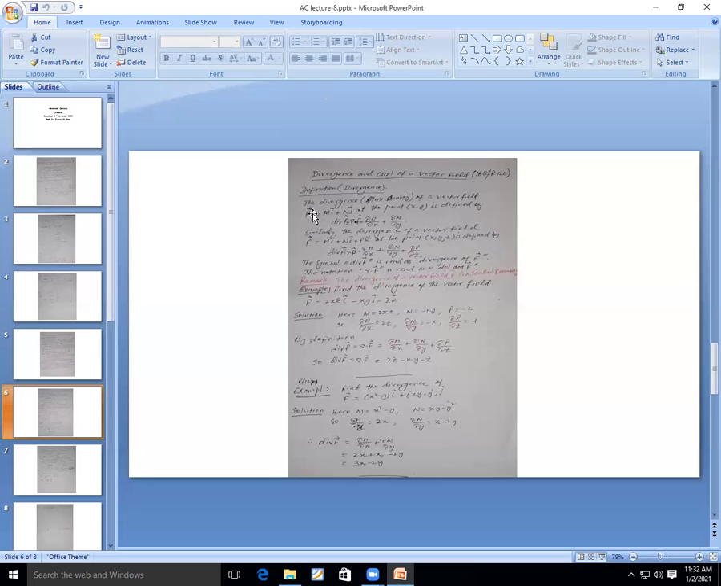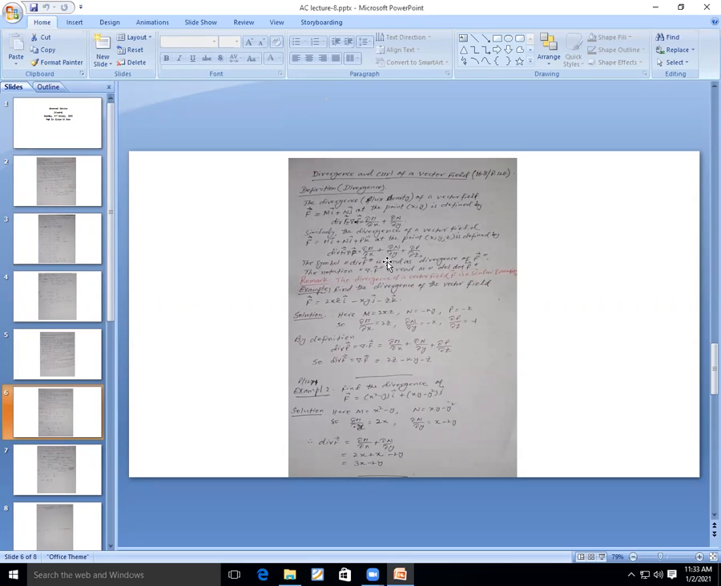If your vector field is in 3-dimensional space, the notation is the same: div f, or del, this inverted nabla, dot f, which is equal to the partial derivative of M with respect to x plus the partial derivative of N with respect to y plus the partial derivative of P with respect to z.